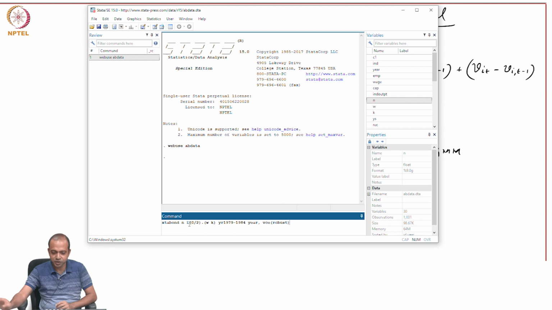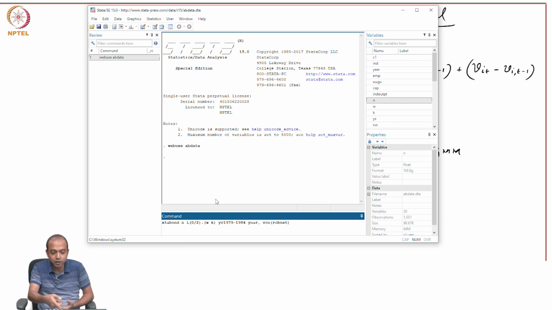This command basically says that the moment you put xtabond, automatically it will treat only employment as my endogenous variable, no need of putting its lag variable. So it will automatically take one lag. If we want more lags, then only we need to specify. So, we are considering our model as y_it equals y_i,t-1.